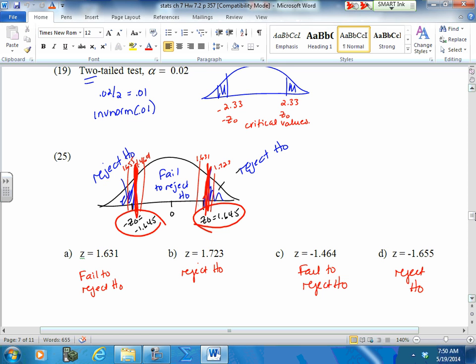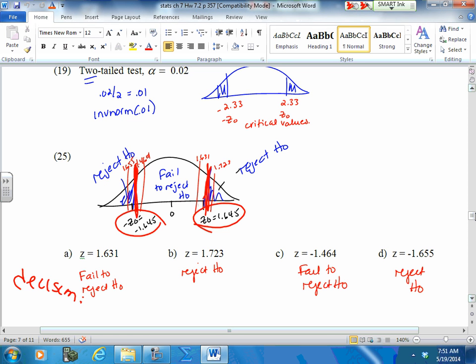This is before 1.645. You're in the fail to reject H0. This is 1.73, it pushes us past there. You're in the reject H0. These are your decisions that you make. You're in the negative 1.464. It's very close to this, but it's right before it. You're in the fail to reject H0.